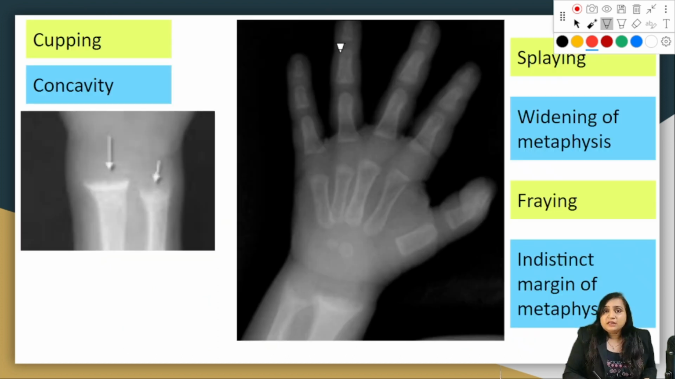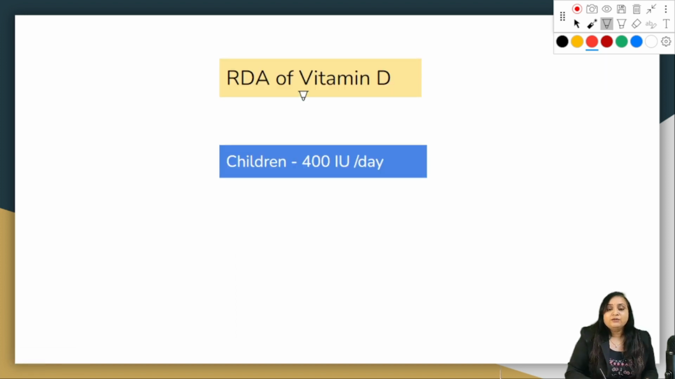Many times asked in exams, so please pay attention over here: what is cupping, splaying and fraying? Cupping is just a concavity which is seen here at the end of the bone, that is called cupping. Splaying is a widening of the metaphysis, which is also seen here, and fraying is an indistinct margin of the metaphysis like this. So cupping, splaying and fraying are important radiological markers for diagnosis of rickets. What is the RDA of vitamin D for children? It is 400 international units per day.